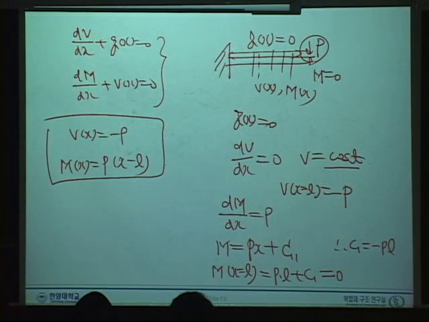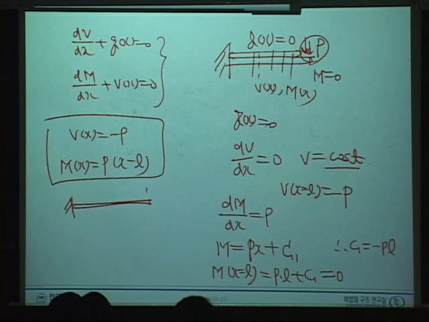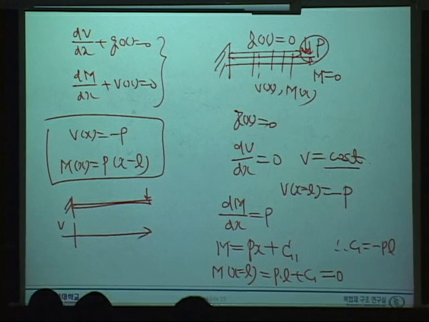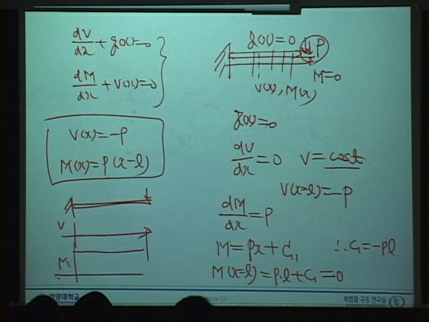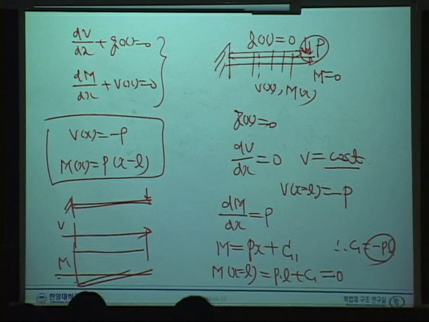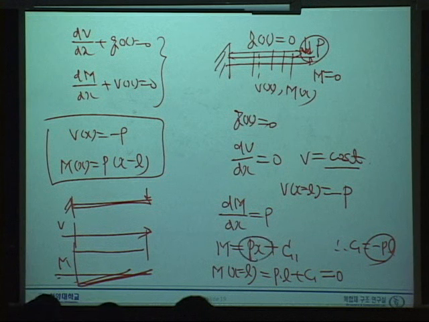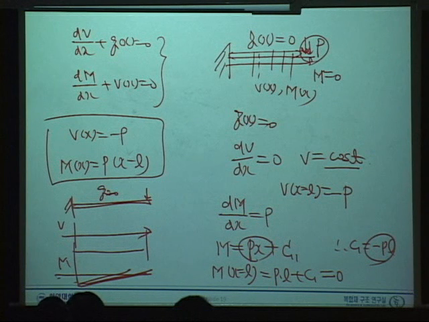Previously, in the case subject to P, the V is what? V is a constant, that's right. And moment is what? A linear function like that, starting from negative here and then positive. Q is 0, that means V is a constant. And if V is a constant, then moment is always a linear function. That's really good to know.